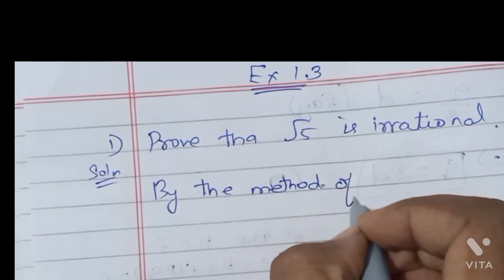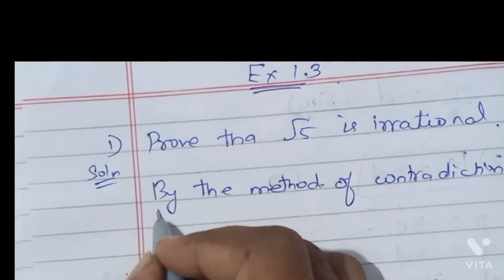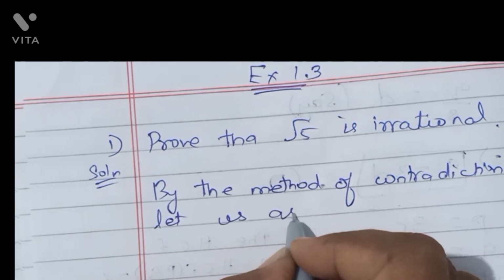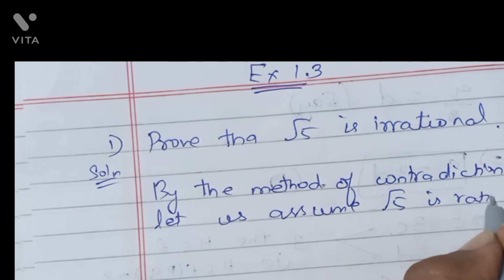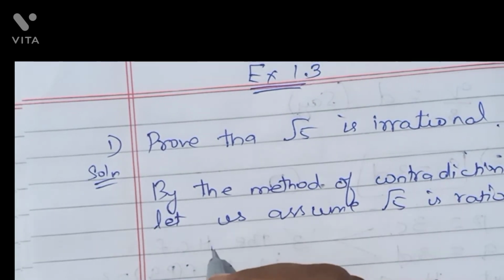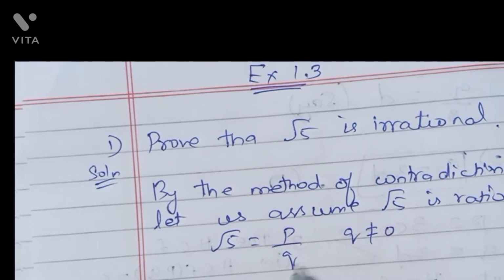By the method of contradiction, let us assume root 5 is a rational number. So root 5 is a rational number in the sense that I can write root 5 as p divided by q, where q should not be equal to 0.